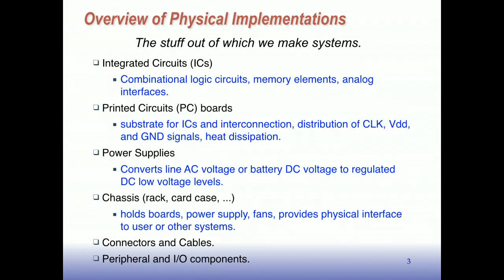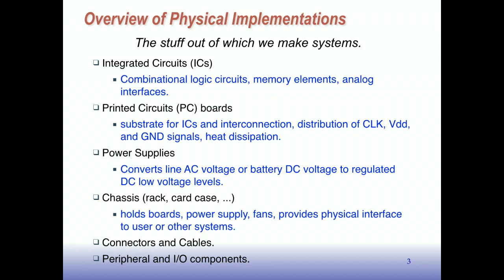So let's go back to the beginning. Here's an overview of when we implement our designs as physical systems. This is the stuff that we use to make these systems. We have integrated circuits, which we'll talk a lot about today. We have printed circuit boards, and that's the substrate that we put the circuits on. We have power supplies, of course, that provide the power. That could be a battery, or it could be something that converts line voltage into what's needed for running the circuits on the chips that are on the printed circuit boards.